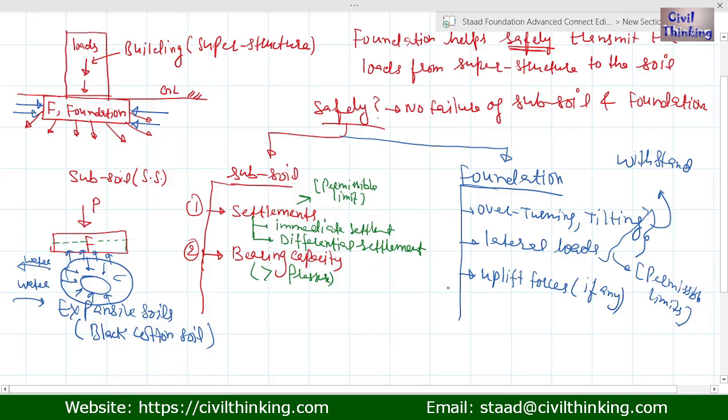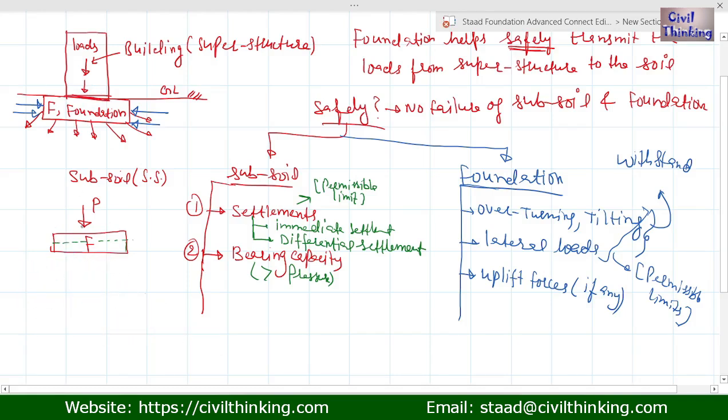Okay, now we will talk about the interaction of superstructure load and the foundation. Initially we talked about the subsoil, but now we will talk about this surface. We were first discussing the contact surface between the foundation and subsoil. Now this is the contact surface between the superstructure and the foundation.